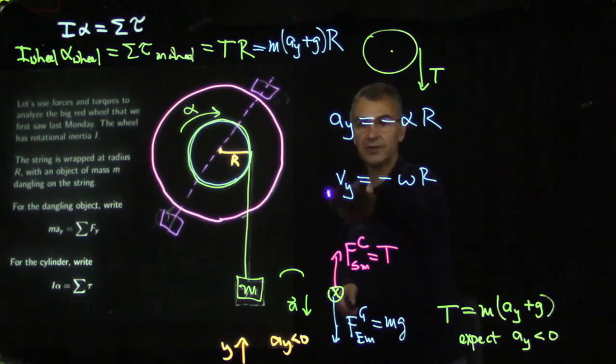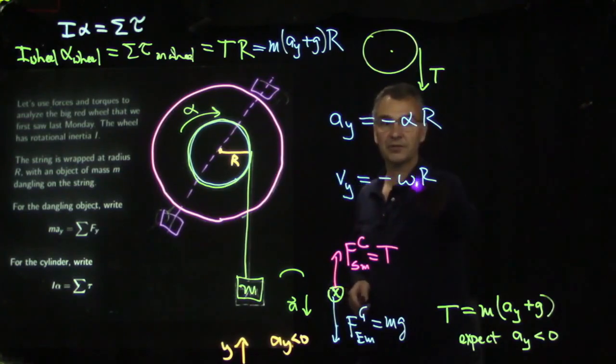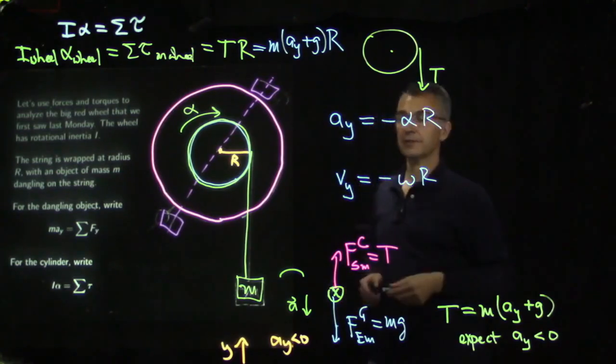So a sub y is the rate of change of v sub y, and alpha is the rate of change of omega. So a sub y is minus alpha r.